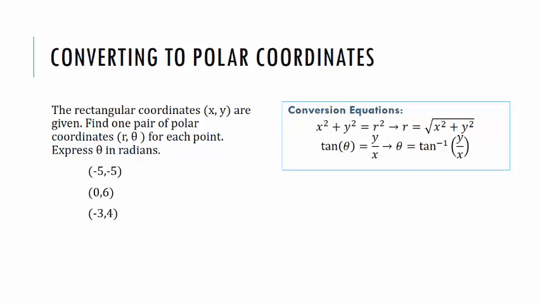Yes, you need to add pi to that value. So pi over 4 plus pi is 5 pi over 4. So let me show you what I mean by that.